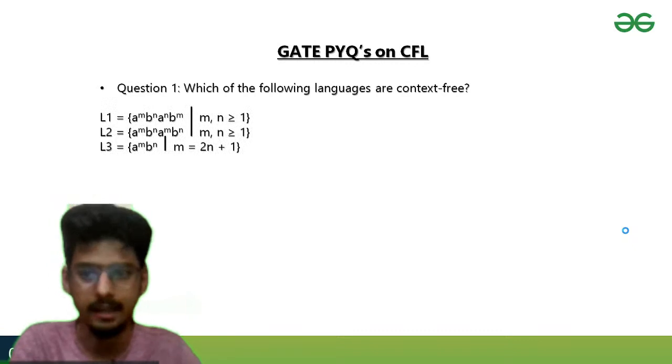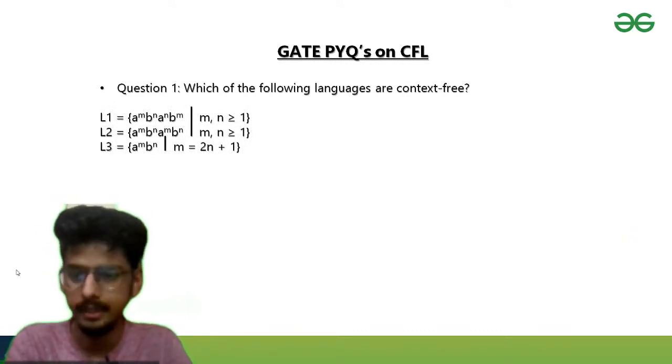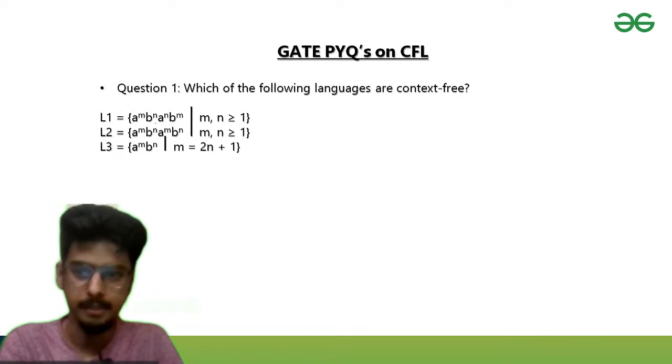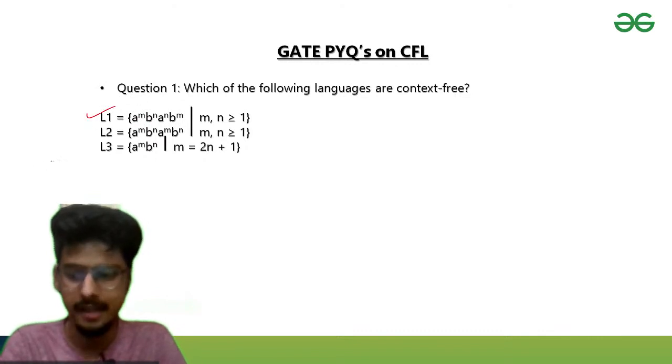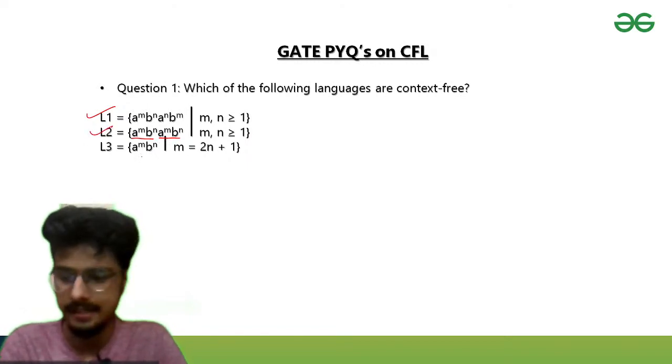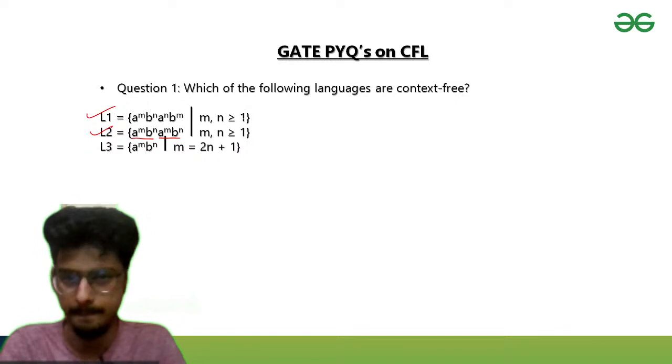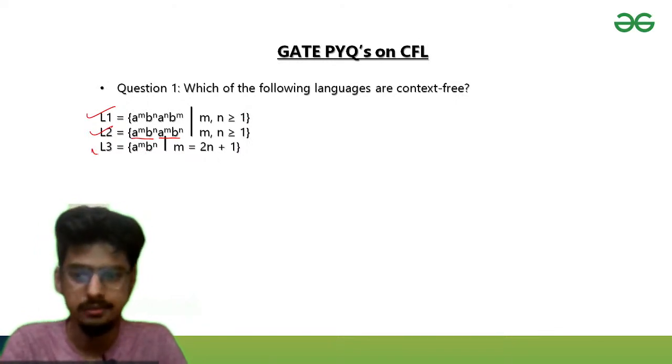These are the three languages which are given to you. Let me bring in the pen. L1 is a^m b^n a^n b^m. This is the first language which is given to you, and then L2 is given as a^m b^n a^m b^n. And in the third, L3 is simply given as a^m b^n such that m is equal to 2n plus 1. So these are the three languages which are given to you.